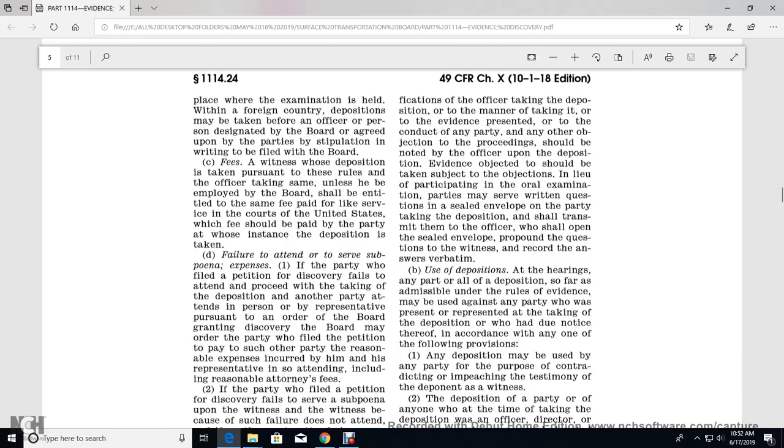Failure to attend, and service of sustaining expenses. If the party who filed the petition for the deposition fails to attend and proceed with the taking of the deposition, and the other party attended in person or by representative pursuant to the order of the board granting the discovery, the board may order the party who filed the petition to pay to such other party the reasonable expenses incurred by him and his representative in attending, including reasonable attorney fees.